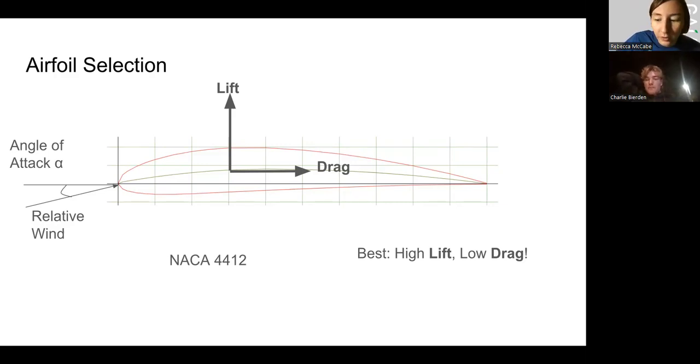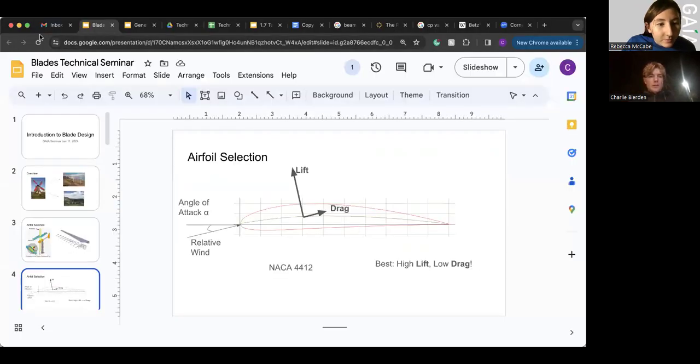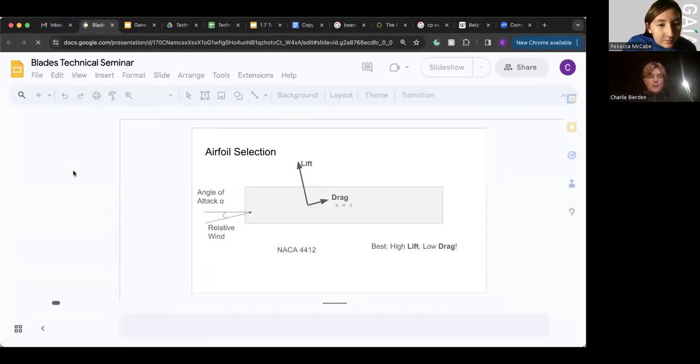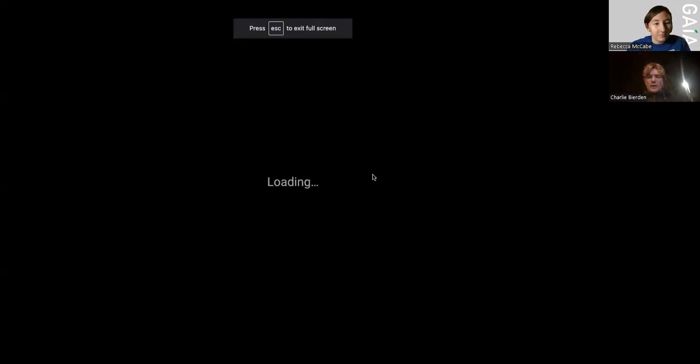I'll reload your slideshow, Charlie. I fixed that diagram. Oh, gotcha. Thank you. Yes, thank you.